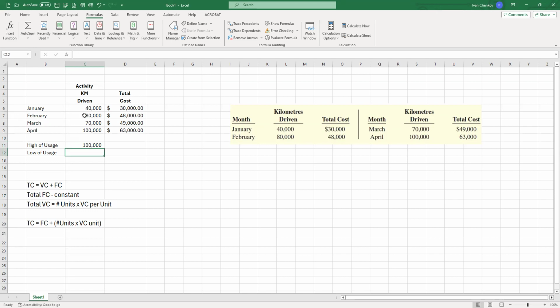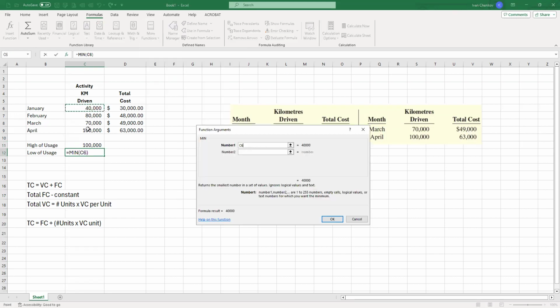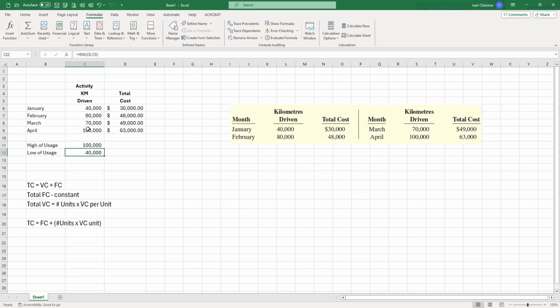Low usage, again, you can observe it and you can see that in January we have the low usage. Or you can, again, plug in the formula: go to statistical, go to the minimum in this case, highlight all the cells that you want to check, and that's your low usage.